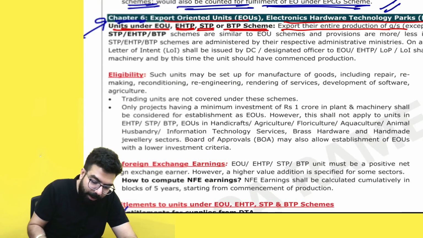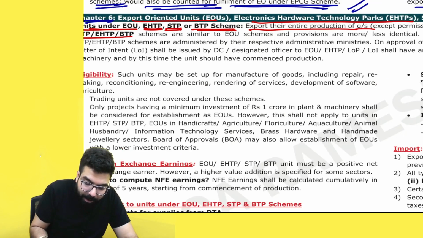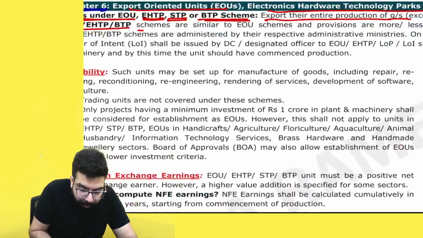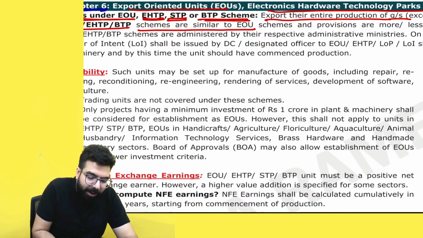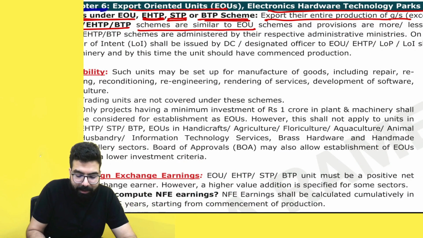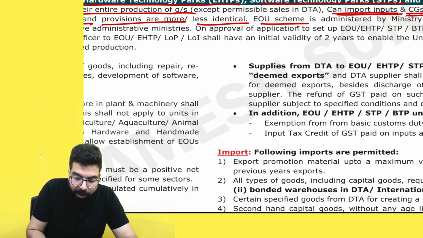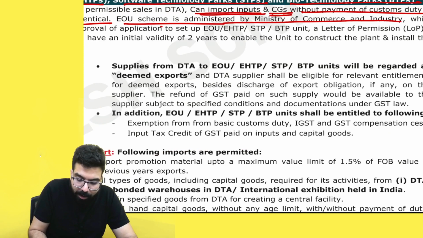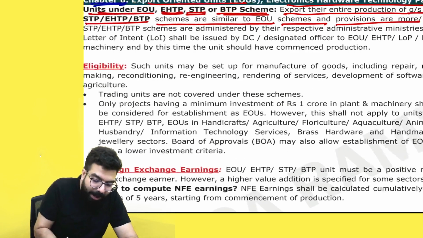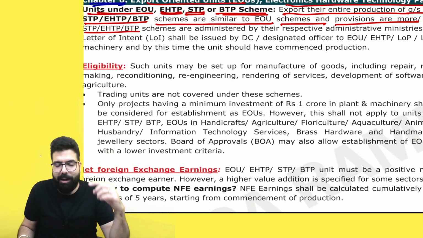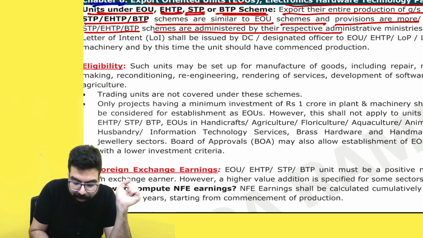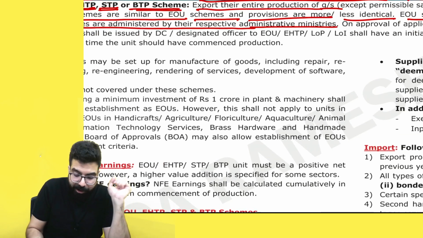They are telling over here that STP, EHTP, BTP schemes, that is Software Technology Park, Electronic Hardware Technology Park or Biotechnology Park schemes, are similar to the EOU scheme and the provisions are more or less identical. EOU schemes are administered by the Ministry of Commerce and Industry, while Software Technology Park, EHTP or BTP schemes are being administered by the respective ministries.